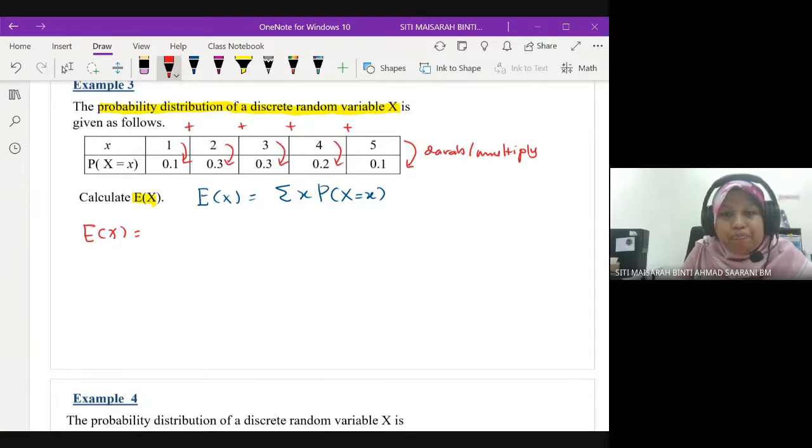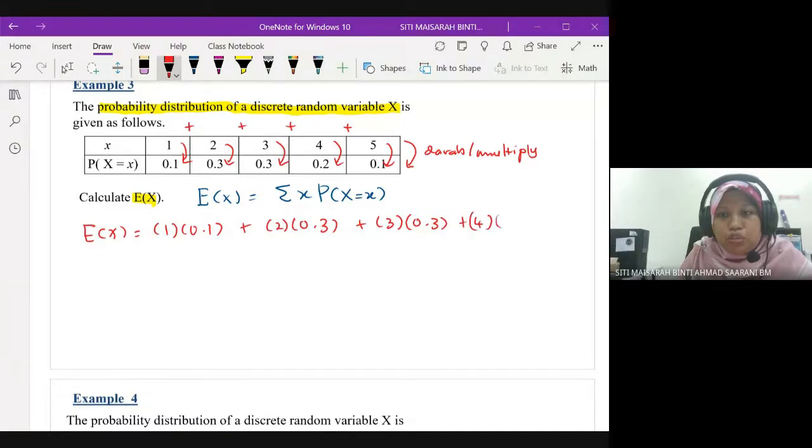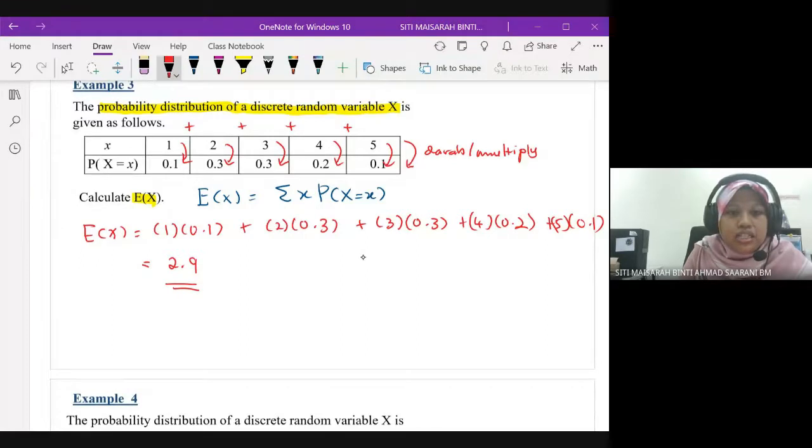Okay. Means that 1 multiplied by 0.1 plus 2 multiplied by 0.3 plus 3 multiplied by 0.3 plus 4 multiplied by 0.2 plus 5 multiplied by 0.1. So then we calculate, we get expectation of X is 2.9. Okay. So maksudnya X ini X darab PX lah. X darab PX, X darab PX. So kita ada 5 semuanya. So that's why lah kat sini ada 5. Okay. So then kita totalkan. So we get EX equals to 2.9.